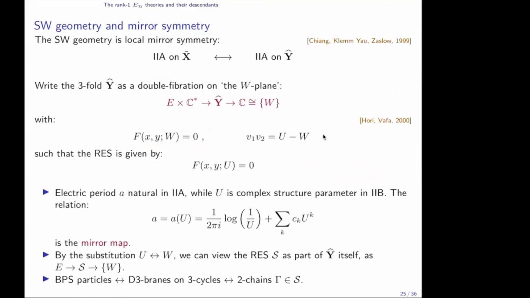And in particular, the electromagnetic period, the electric period, of course, there is a period that depends on where you are on the U plane, a(U). That's a particular function like this, or asymptotically at large U, there will be an expression like this with some sort of instanton corrections. And this is what is called the mirror map in the geometric context.